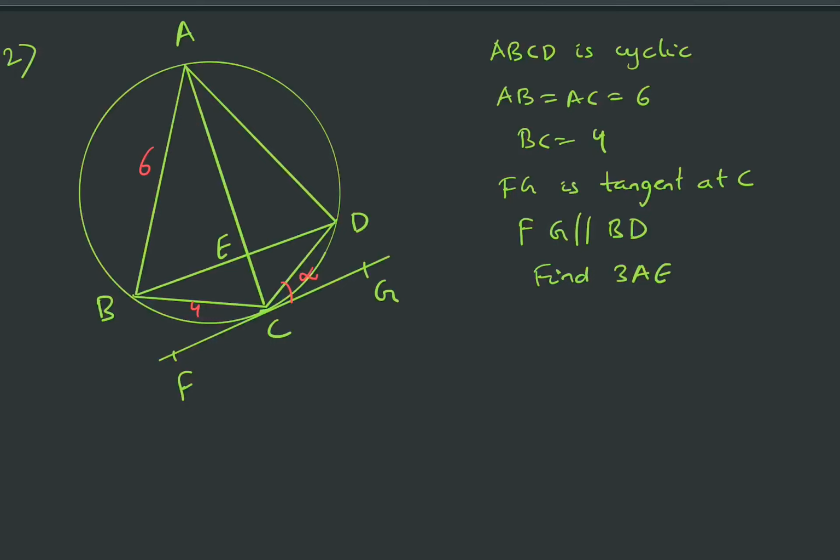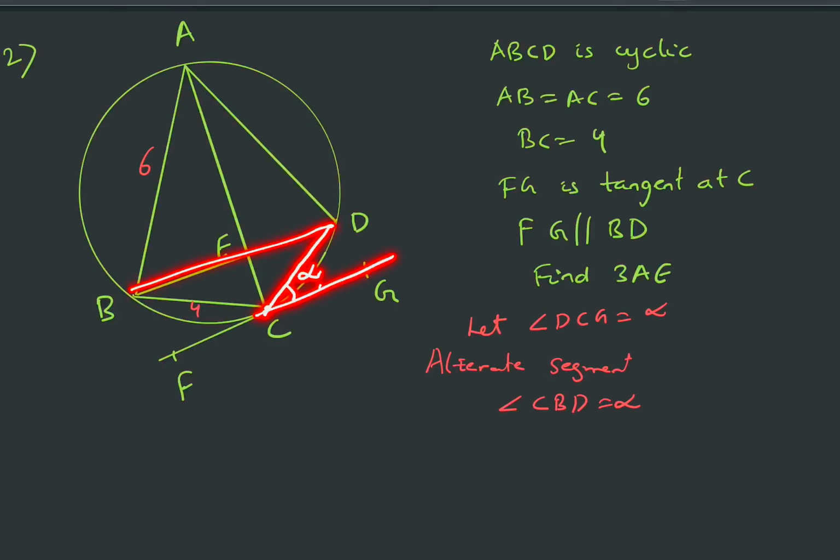So let us say this angle is alpha. So let angle DCG be equal to alpha. So then by alternate segment theorem, I can say that angle CBD is also alpha, right? Because this is the tangent at C and the chord at C makes an angle alpha with the tangent, so it also subtends an angle alpha in the alternate segment.